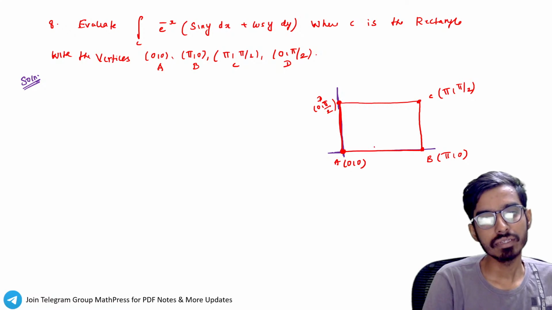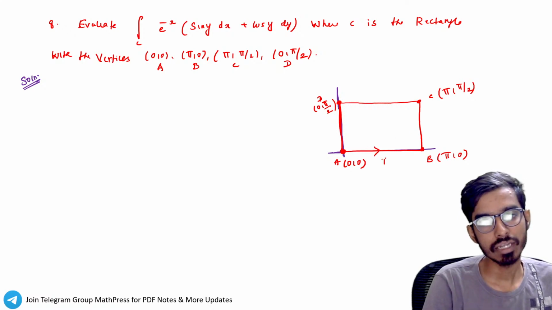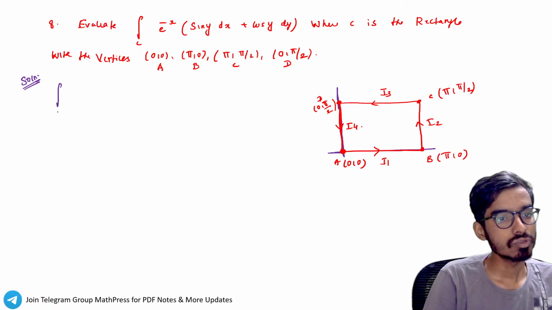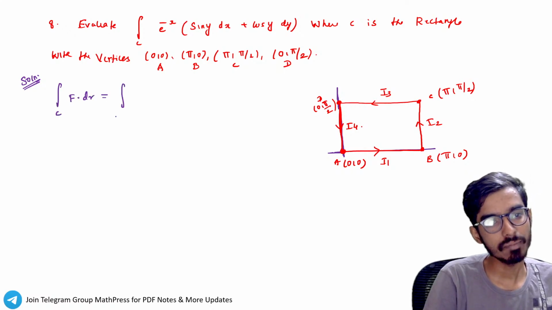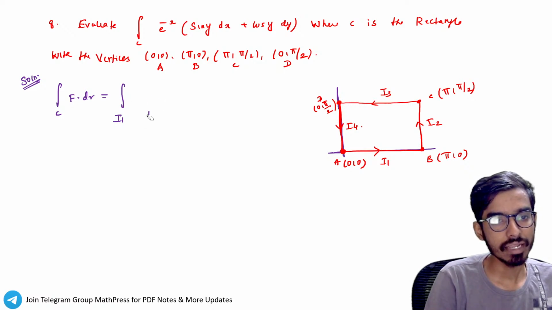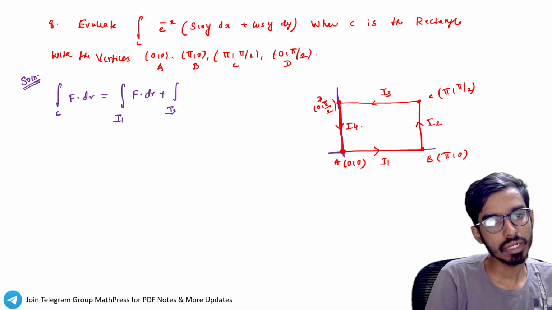Okay, so we'll evaluate it. Let us break this into 4 parts. Let's call these I1, I2, I3, and I4. So integral over C f dot dr is nothing but integral over I1 f dot dr plus integral over I2 f dot dr plus integral over I3 f dot dr plus integral over I4 f dot dr.